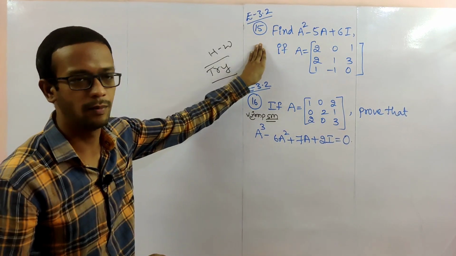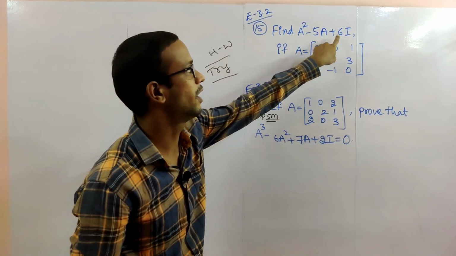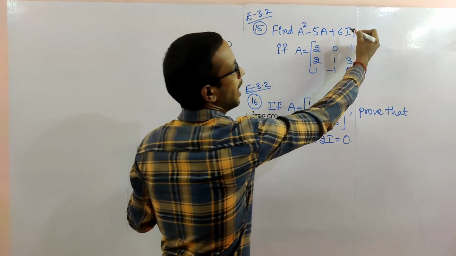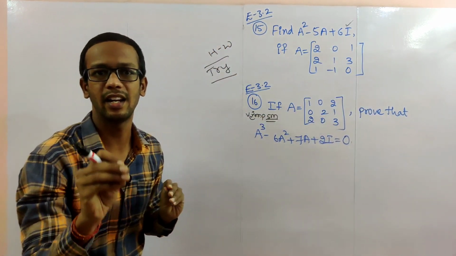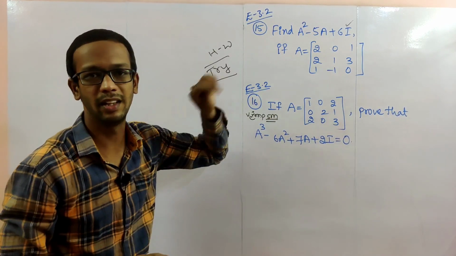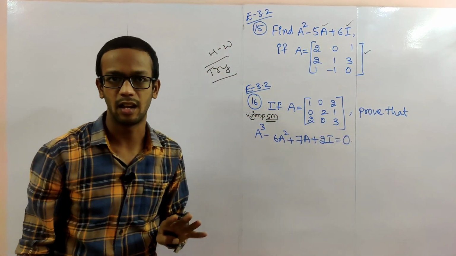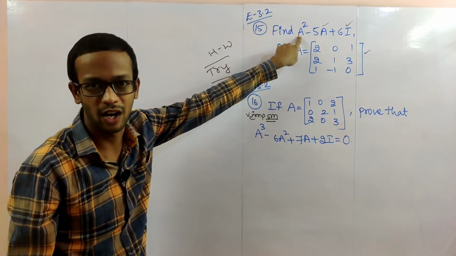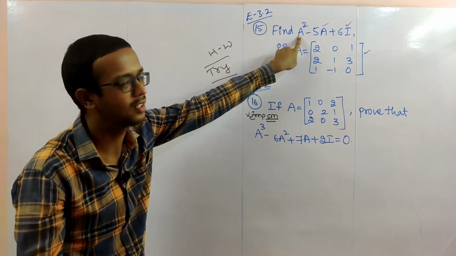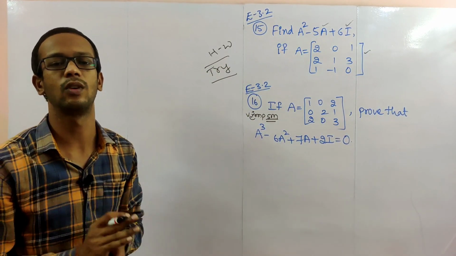So now you observe the first problem, 15. Find A square minus 5A plus 6I. Already we know the identity matrix, 1 0 0 0 1 0 0 0 1. Why? Because it is a 3 by 3 matrix here. Next, A we already know, the A matrix also. A square we need extra. Find A square first, then substitute in this equation, and you will get one matrix. That matrix is the answer.